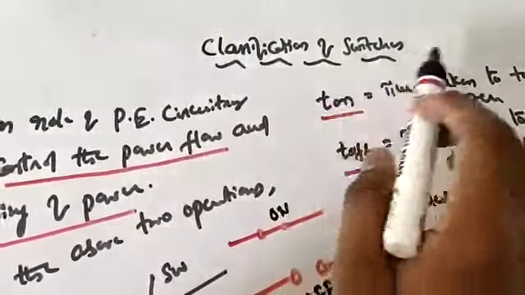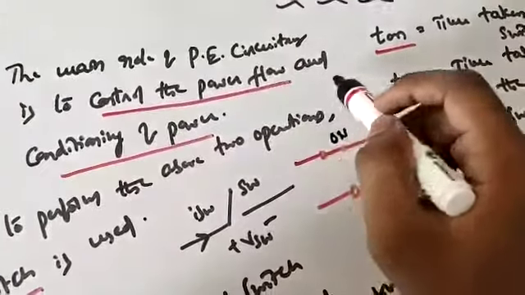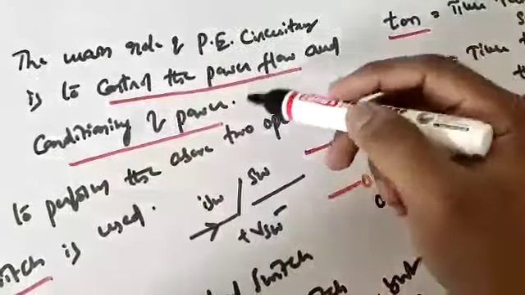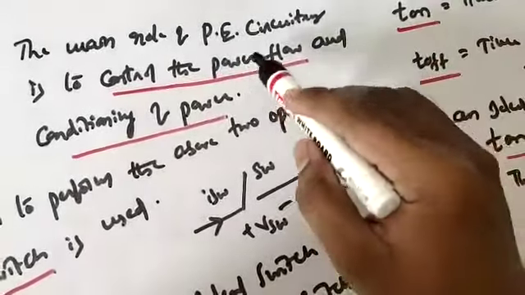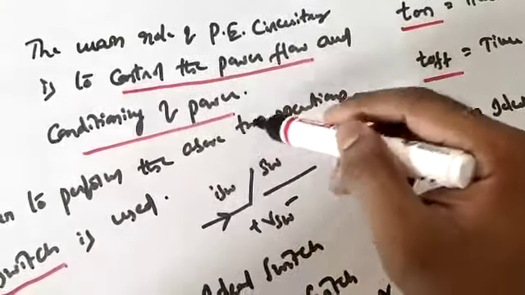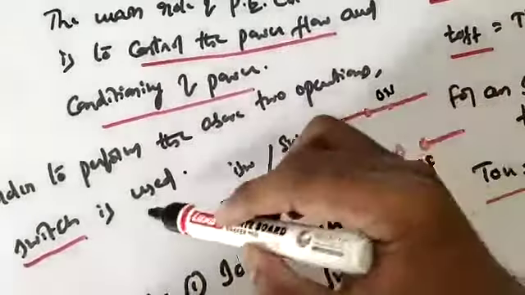Now, the classification of switches. The main role of the power electronic circuitry is to control the power flow and the conditioning of power. In order to perform these two operations, either to control the power flow or to condition the power, a switch is needed or a switch is used.